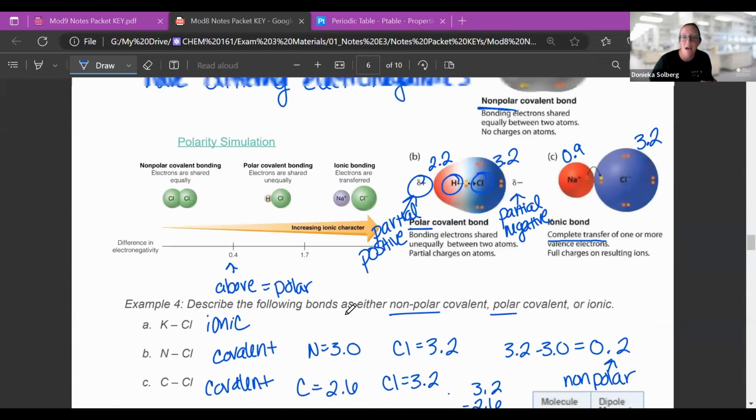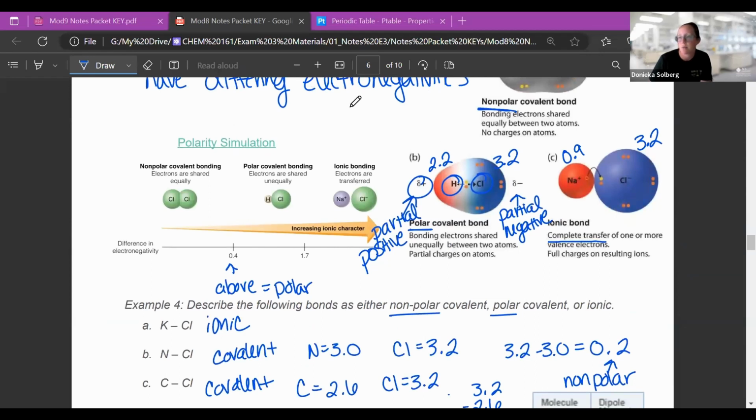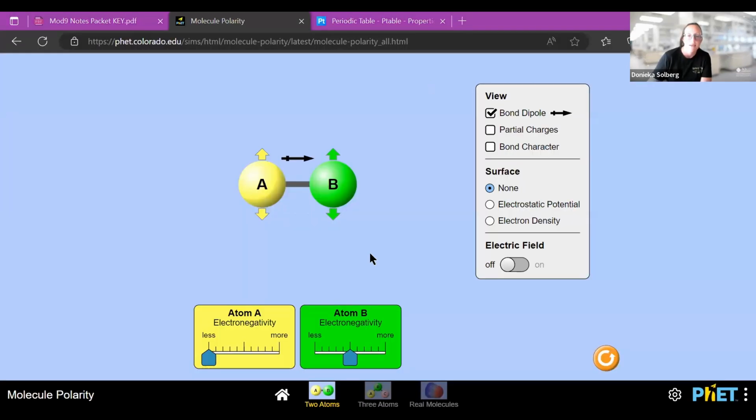Now, I did have a simulation linked up here I want to show you. So this kind of shows a dipole moment. I'm going to take everything off first. I have molecule A and molecule B. Let's start with them both having the same electronegativity, middle. Say they're both like carbon or something. If I check the bond dipole box, notice there is no bond dipole because this molecule isn't polar if they have the same electronegativity. They have partial charges? No, because this is a non-polar bond.